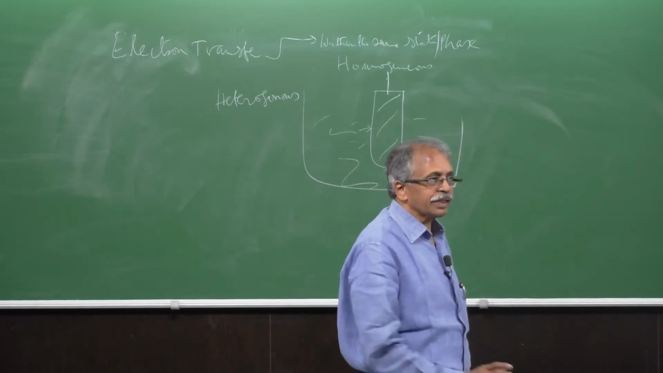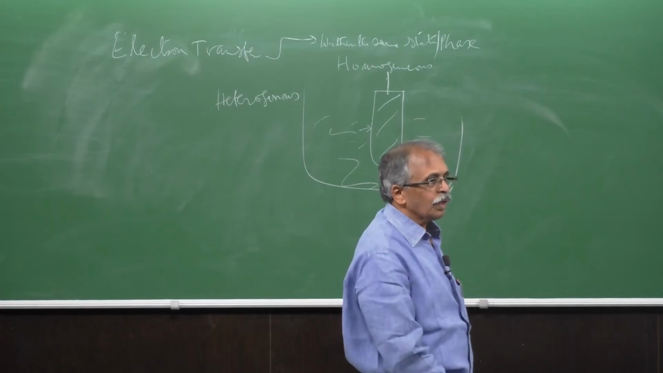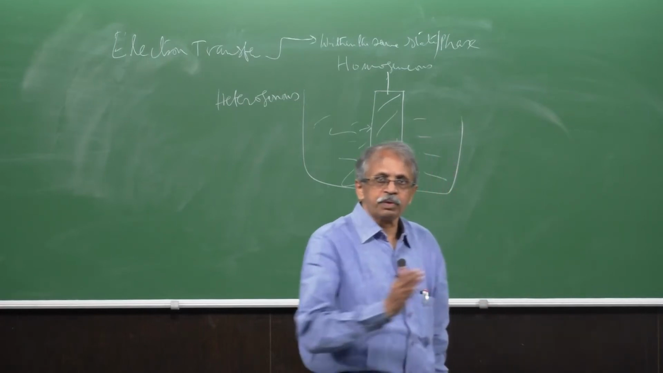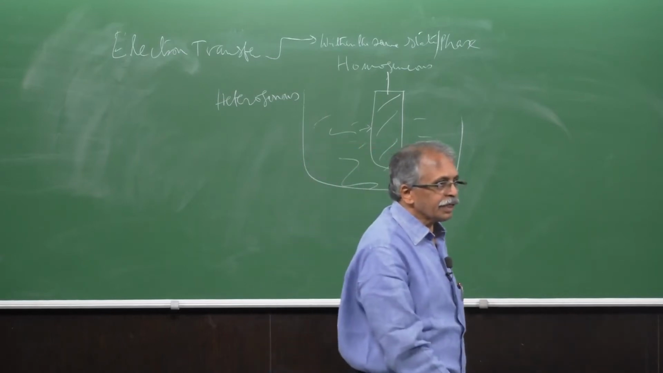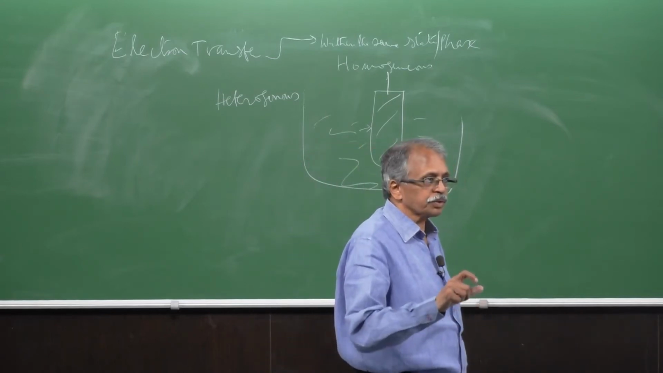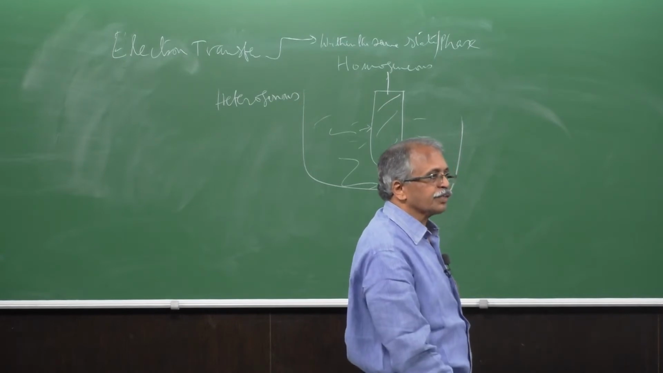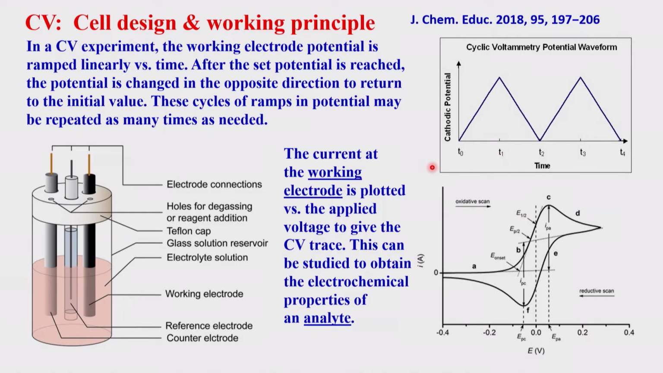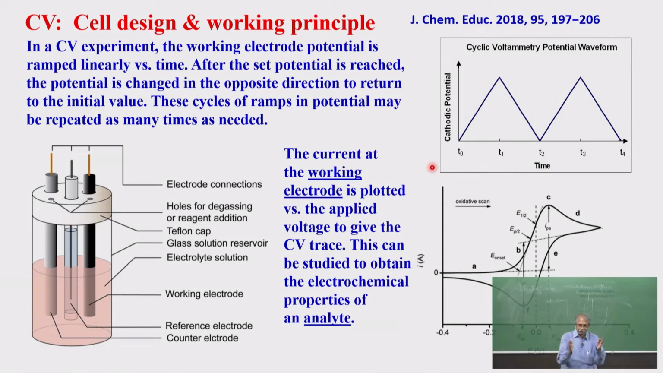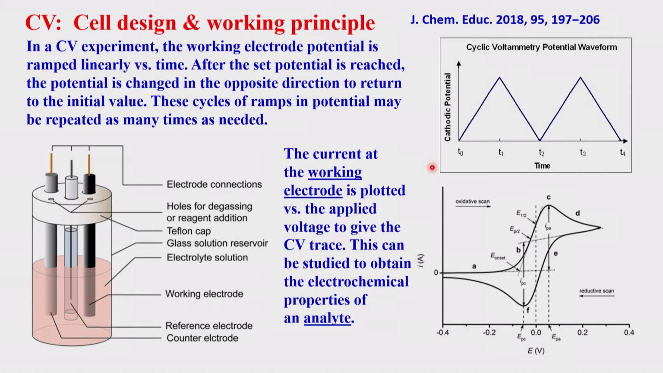So cyclic voltammetry, as I mentioned a few moments ago, is where you sweep the potential and measure the current. Here the potentiostat will generate the potential wave, and that is what is applied to the electrode. The potential that you are measuring or applying is the working electrode with respect to the reference electrode. Whatever potential difference you measure is with respect to the reference electrode. The wave starts from time 0, goes to a higher value, and comes back down.